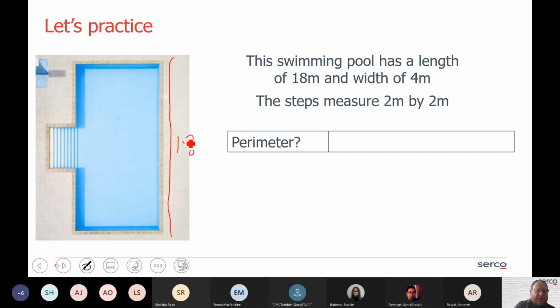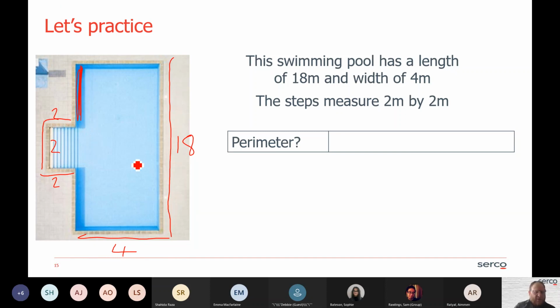We know that this side is 18 meters. I'll leave out the meters for now because it's just easier not to write it. And we know that this bit here is 2 meters. We also know that this is 2 and this is 2. And then going across, we know that this is 4 meters, and it'll be the same at the top. What we don't know at the moment is what this bit is.